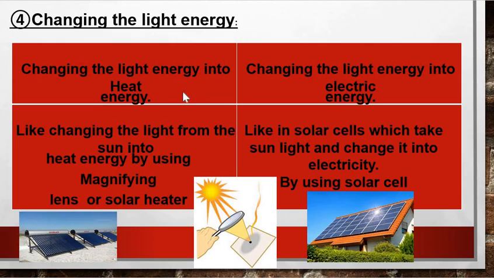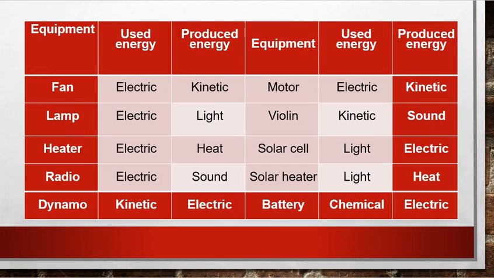We will take some examples: the energy used and produced. Here's some equipment, like a fan. The fan uses what energy? The fan is connected to the electricity, right? So it takes electric energy, and then it will move. The moving of the fan will produce what? Kinetic energy. Excellent.